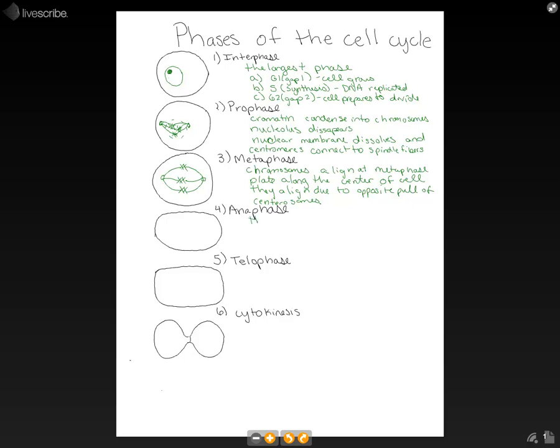Now in anaphase, the proteins binding sister chromatids, which is what they're called as a group, will break and now we call them daughter chromosomes. They go to opposite ends of the cell.